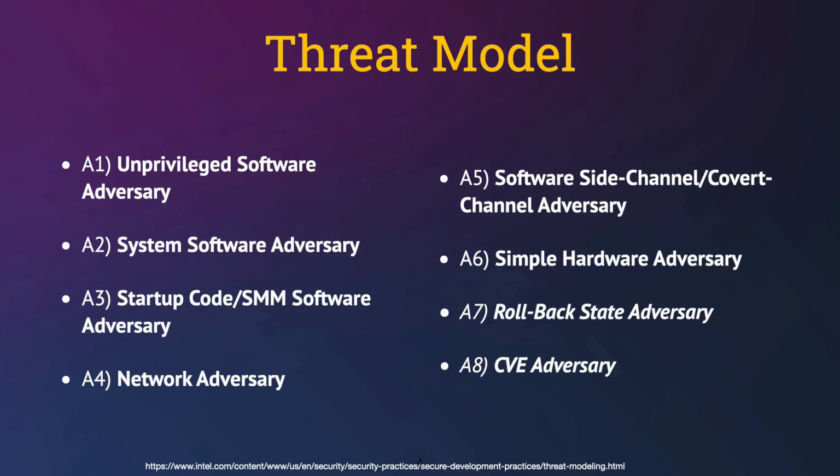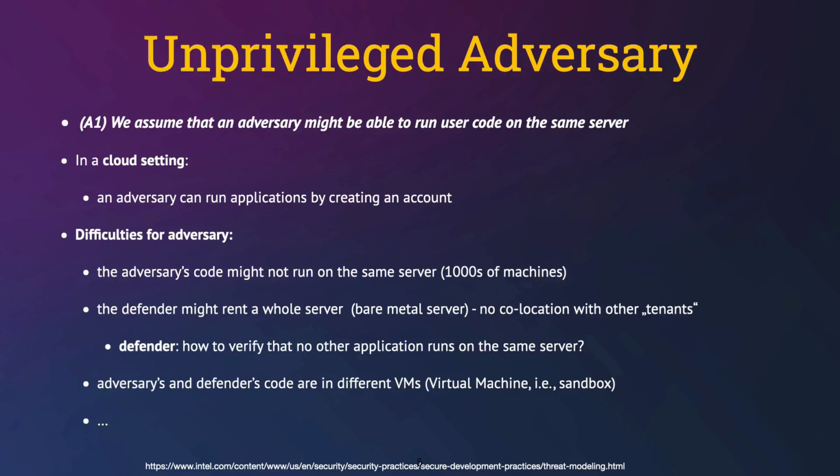So let me zoom into the different threats A1 to A8 and give you a little bit more details for each of them. Let me start by introducing the unprivileged adversary. So here we assume that an adversary can run normal user code on the same server or the same set of servers that our application runs.